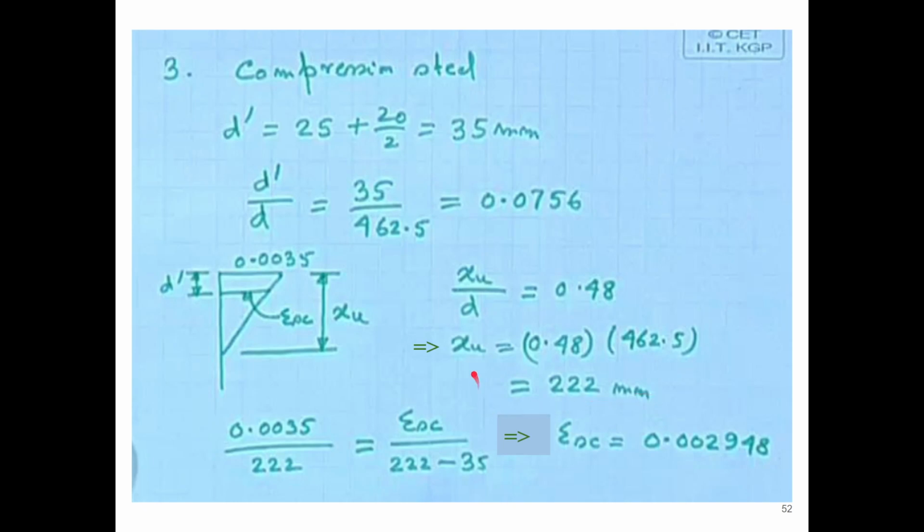Because that is the maximum value, we have to always take the maximum Xu by d, 0.48. Only then will the limiting condition Mu1 value come, right? So it will definitely be 0.48, so Xu is 222 mm. From the similarity of triangles, epsilon sc becomes 0.002948. That is the strain at the position of the compression reinforcement.